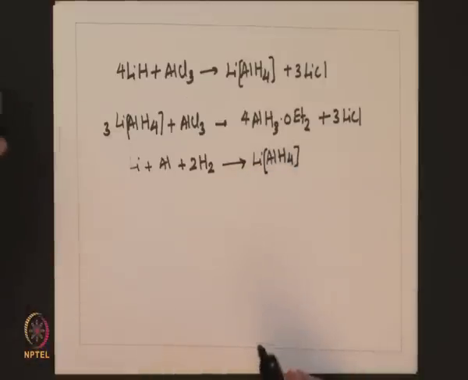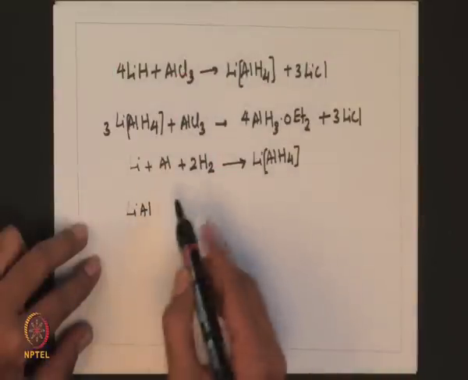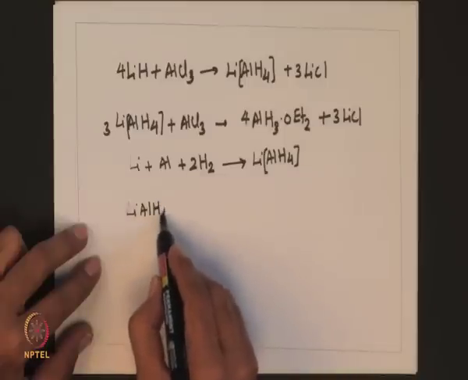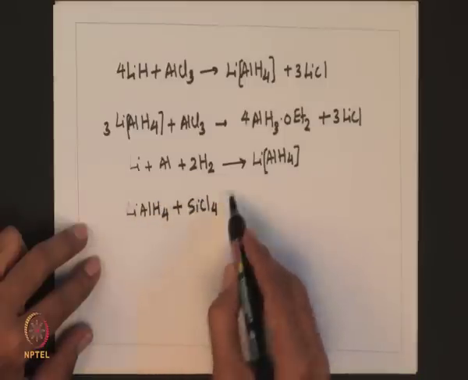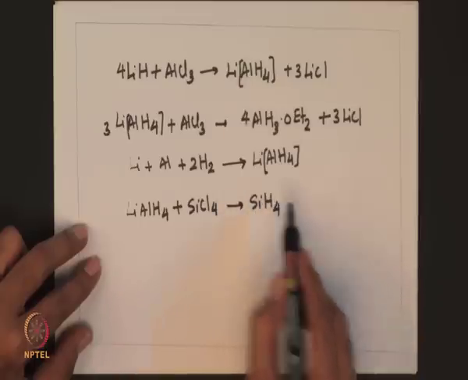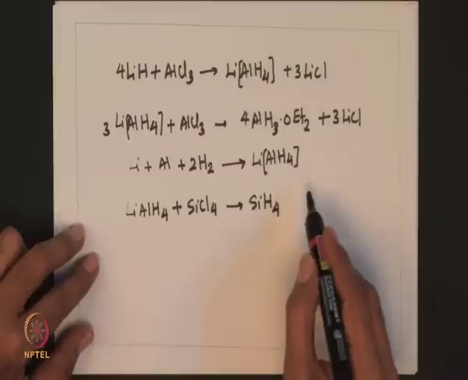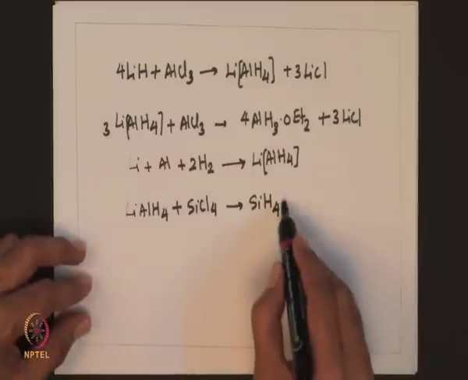Of course, the utility of lithium aluminum hydride as a reducing agent in inorganic and organic synthesis is extensive. I will show you a few examples here. When you treat silicon tetrachloride with lithium aluminum hydride, you can get silane, SiH4. Silicon tetrahydride is also called silane, very similar to how we call methane for CH4.